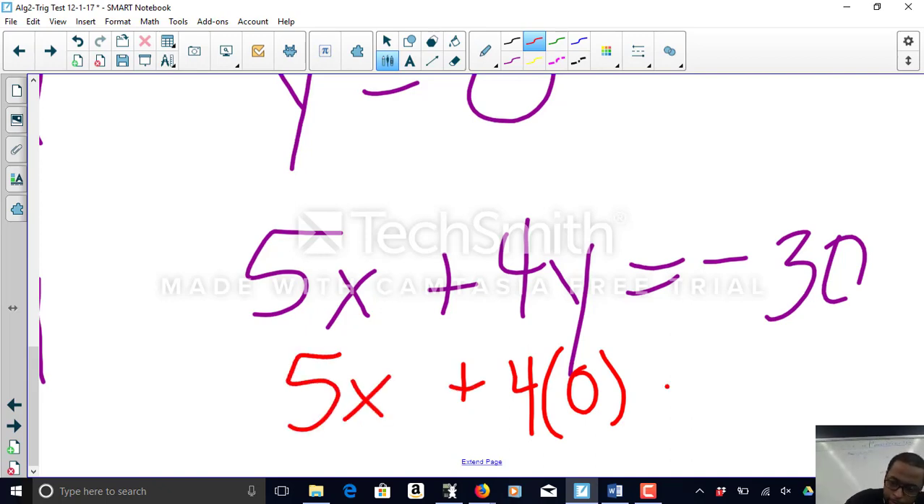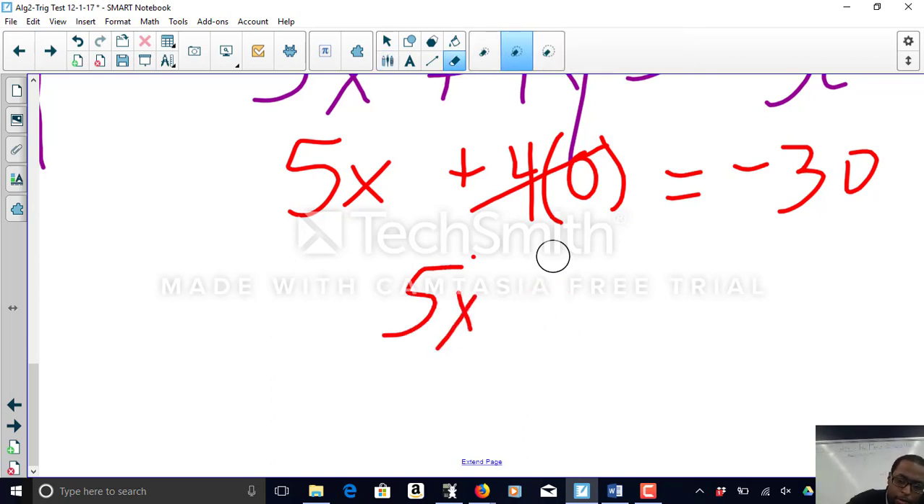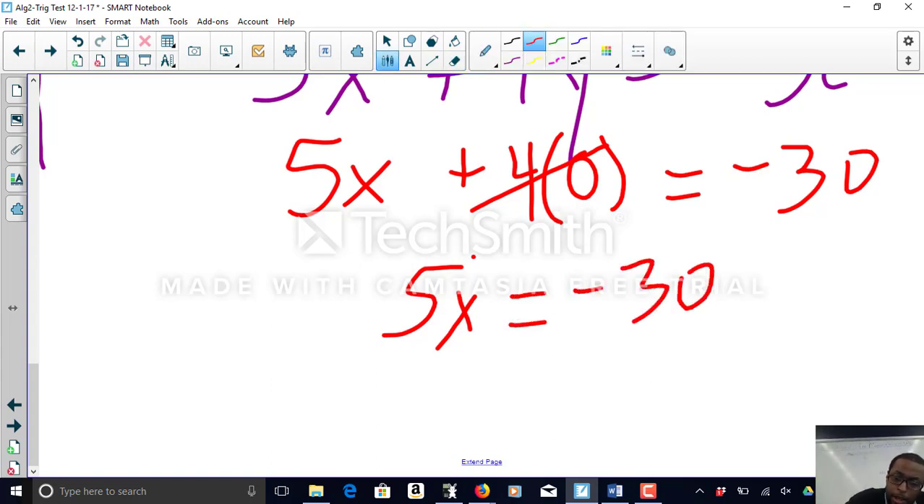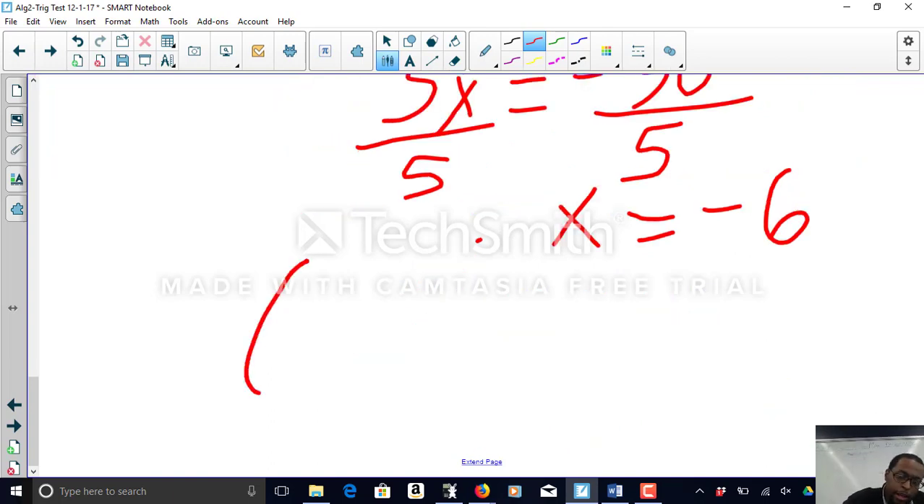Okay. 4 times 0 cancels out because it's 0. I have 5x. And again, because it cancels, I can kind of get rid of it. I have 5x equal to negative 30, excuse me. I divide each side by 5. And I'm going to get x equals negative 6. So now my final answer is going to be negative 6, 0.